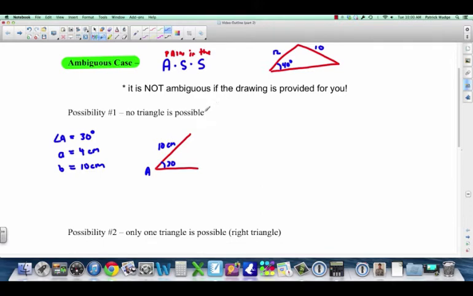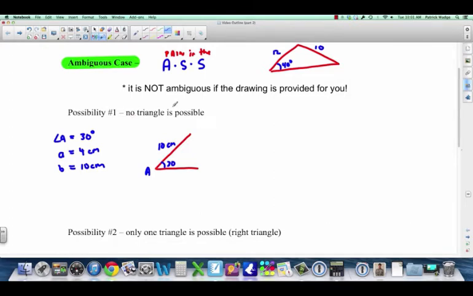Now, here's the thing. Because there's no drawing, we don't know how that third side is drawn. Is it drawn down like this? Is it drawn over here? Is it drawn down? We don't know. So, and in fact, I know this is ridiculous, but sometimes it might not be possible to make a single triangle at all, and that's actually going to be the case here. You can see it says no triangles possible.